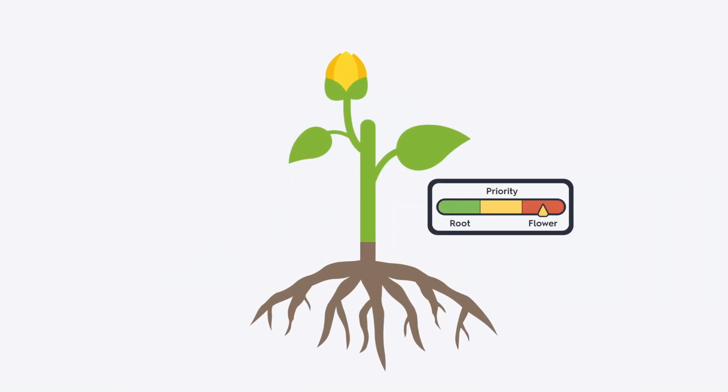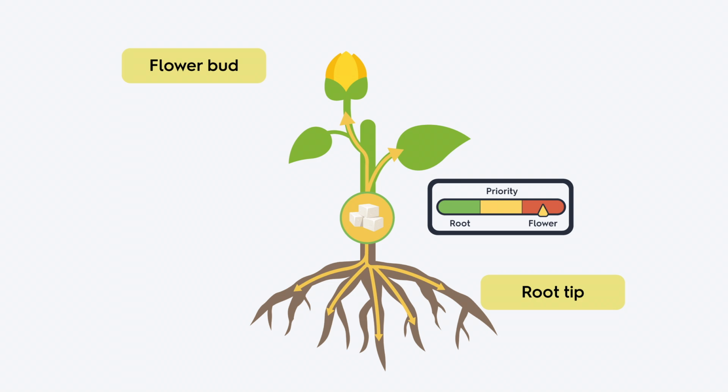Then different sinks compete. The strongest sinks are the ones unloading sugar fastest, which keeps their local pressure low and pulls more flow their way.